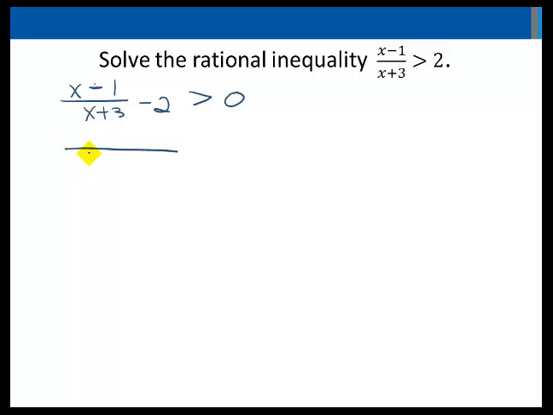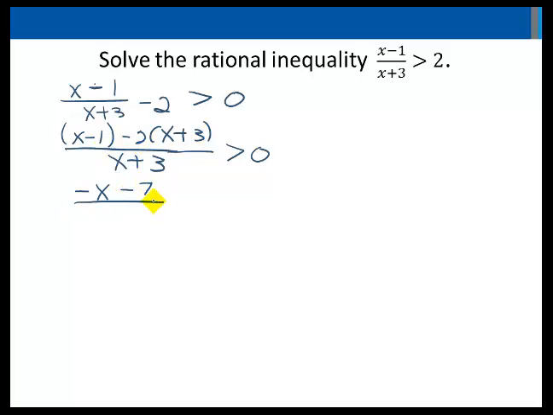I want to put 2 over my x + 3. So I have minus 2 times (x + 3). And then I'll simplify a bit. I have x - 2x, so I'd have -x. I have -1 - 6, so (-x - 7)/(x + 3) > 0. So we'll proceed as we did with the last one now.